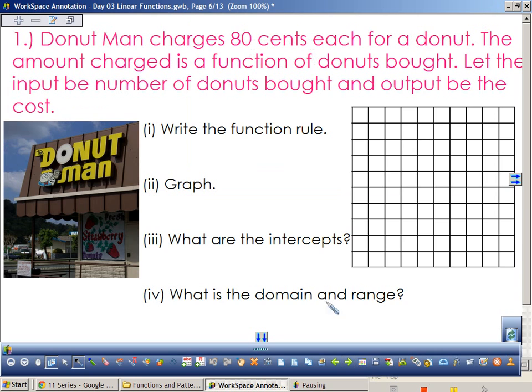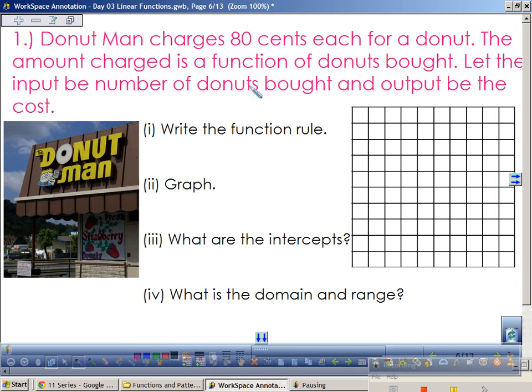Okay. Donut Man charges 80 cents each for a donut. The amount charged is a function of donuts bought. Let the input be the number of donuts. Input's usually what? The x-axis or the y-axis? The x-axis. Input, output, right? So the input is the number of donuts.